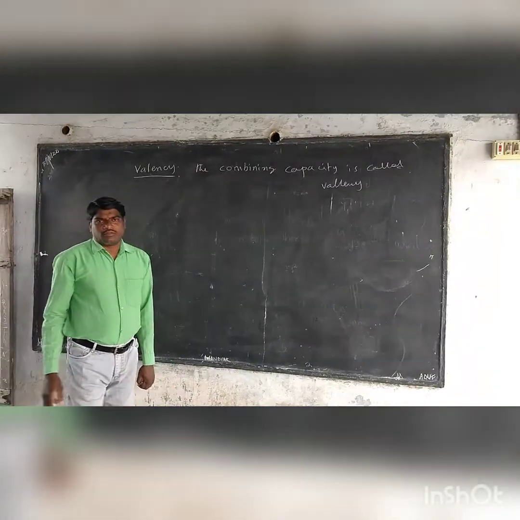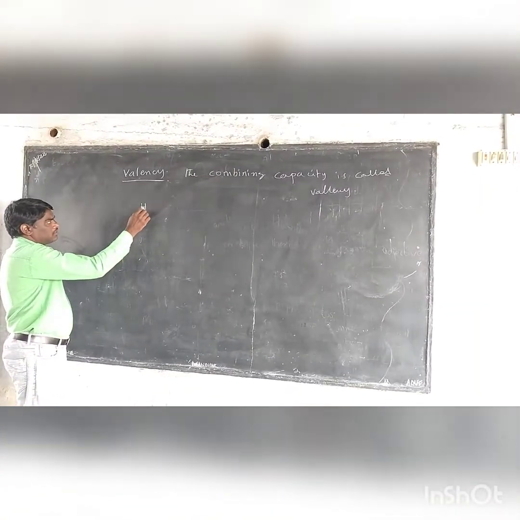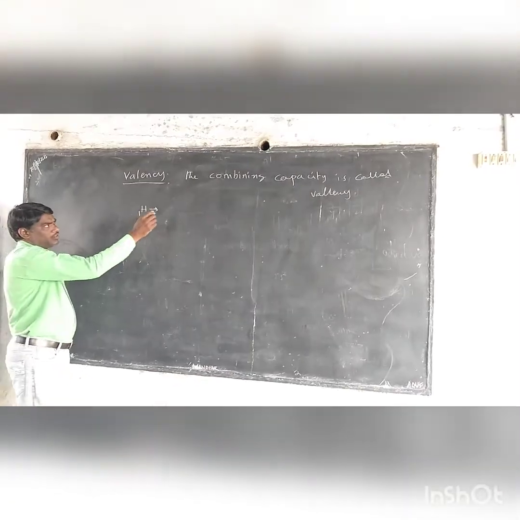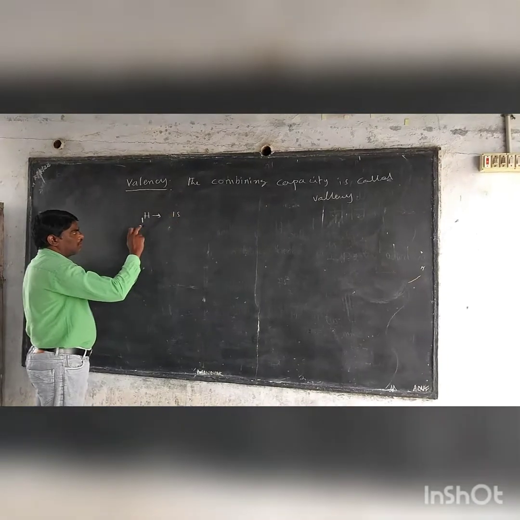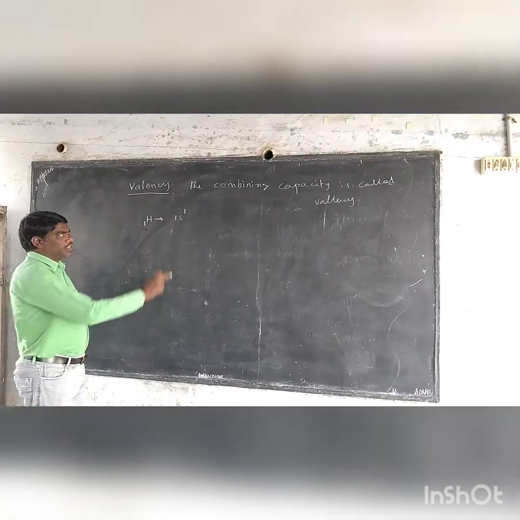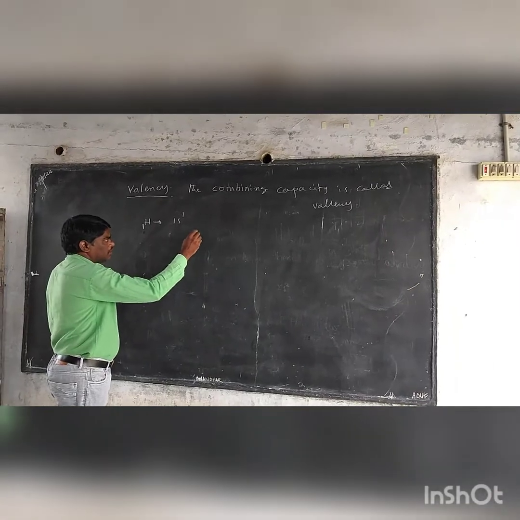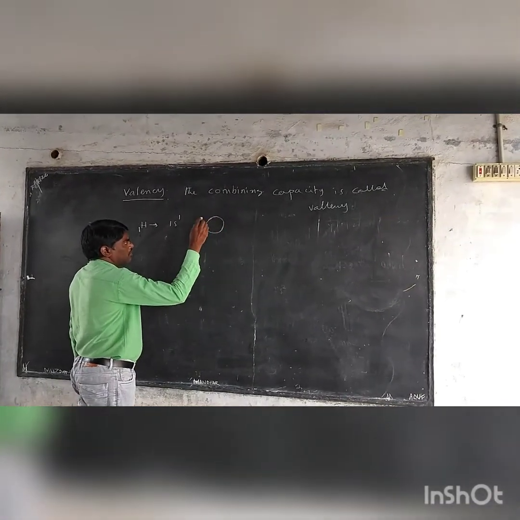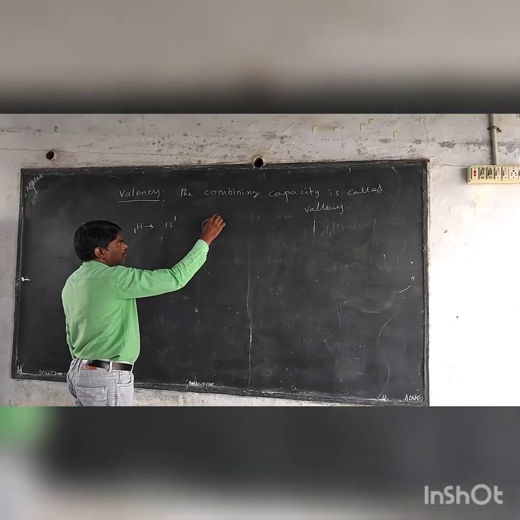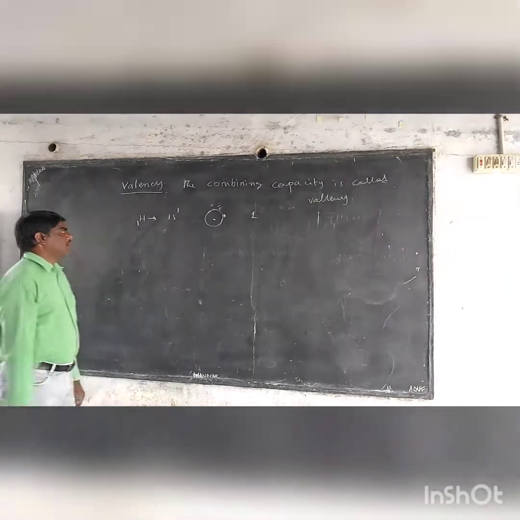So, for example, the valency of the first 30 elements. How to find out? First of all, you can write the electron configuration. Hydrogen, H means here hydrogen, atomic number 1. So now you can write 1 electron, 1s1. The electron configuration is 1s1. How many electrons are there? Only 1 electron, in the first shell, the K shell. The valency of hydrogen is 1 only.